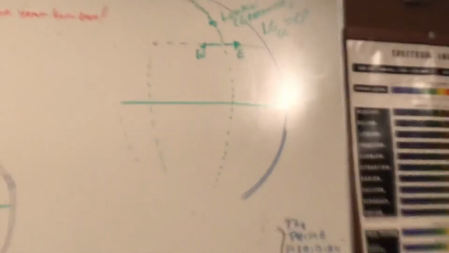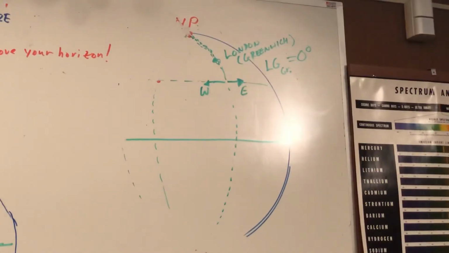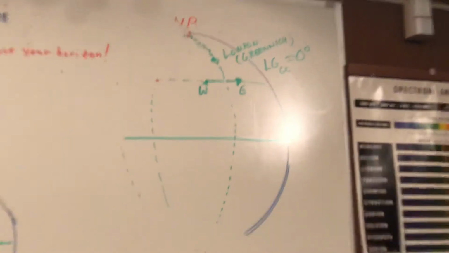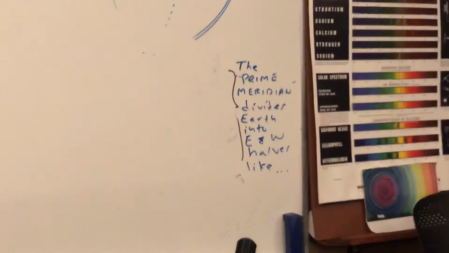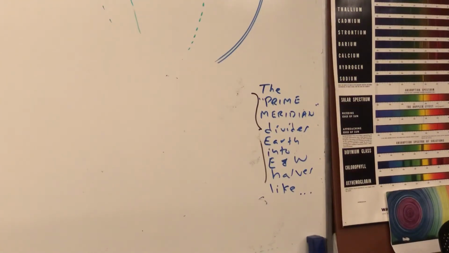Notice that line divides Earth. Notice the equator divides Earth into a north and south half, but the line going through Greenwich, where we call longitude equal to 0, divides Earth into an east and west half, doesn't it? And so we call that the prime meridian. It's just getting to know the map.